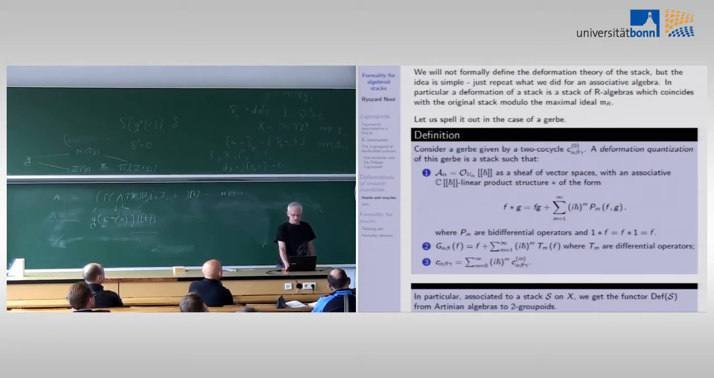Okay, so given such a stack, well, not a stack, but let's think about the gerbe. So given such a gerbe, we can ask about the deformation and direction of a gerbe. So just as before, locally we have a sheaf of vector spaces, and locally we construct deformation of a product. So locally we have a star product. On each open set we have a star product. Now it's non-abelian algebras, right?